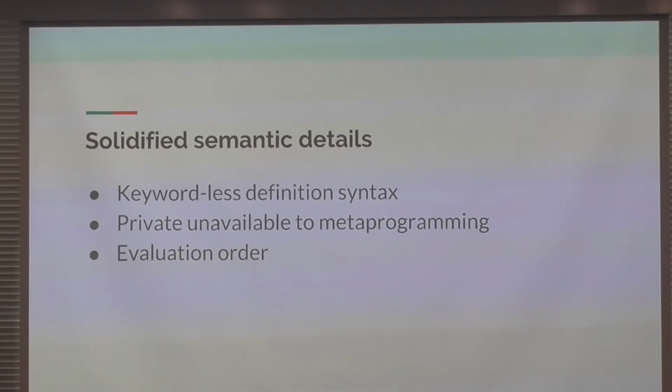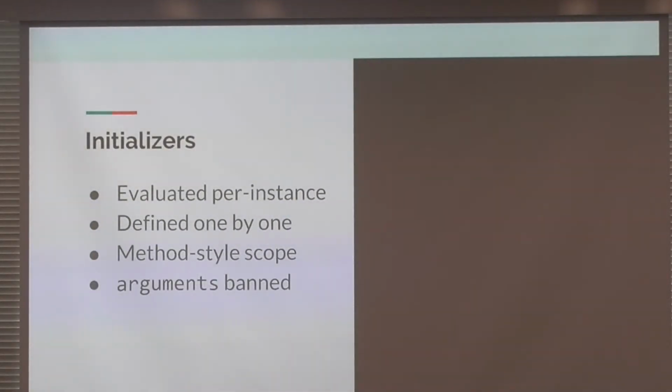We decided in a very strong way that private is not accessible to metaprogramming. Some people thought that private should actually be kind of like using underscore variables, but maybe a little bit harder to accidentally use. And we decided, no, private is only accessible inside of the class, unless you expose it explicitly. And we also decided some details about the evaluation order, including how initializers work.